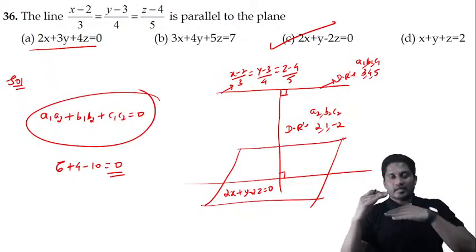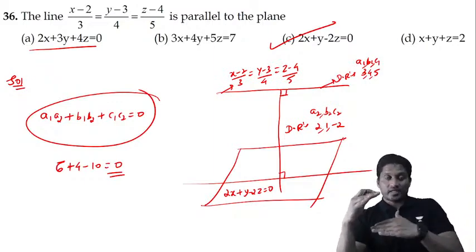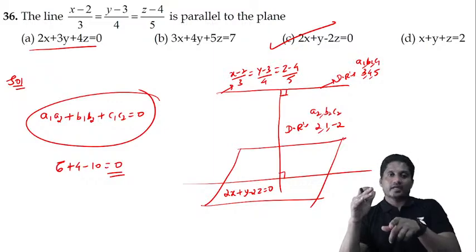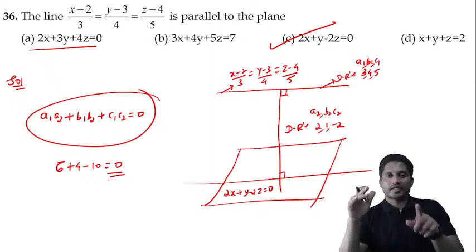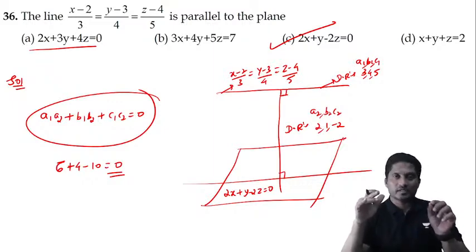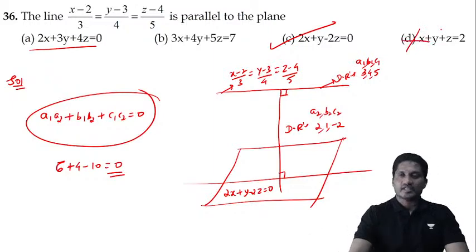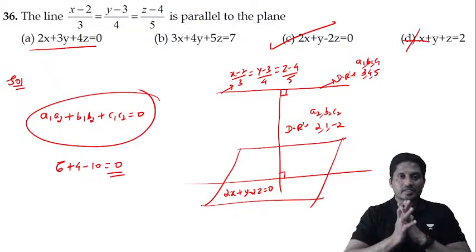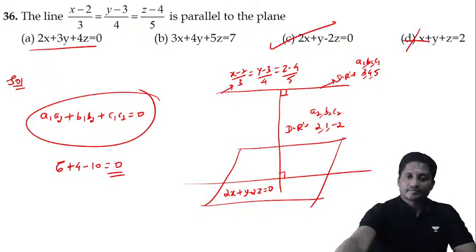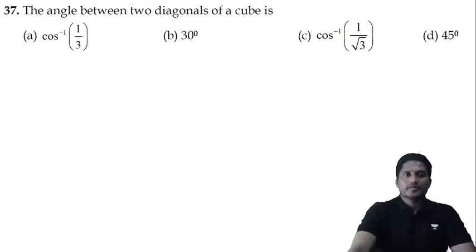The line and the plane are parallel. Whenever the line and the plane are parallel, the normal will be perpendicular. So if it is perpendicular, I'll use the perpendicular condition: a1 into a2 plus b1 into b2 plus c1 into c2 is 0. Use the options and you will get C. If you want to check, D doesn't satisfy because the drs normal to the plane are positive there, and if you multiply, it won't be 0. So only C satisfies. Let's move to the next question.